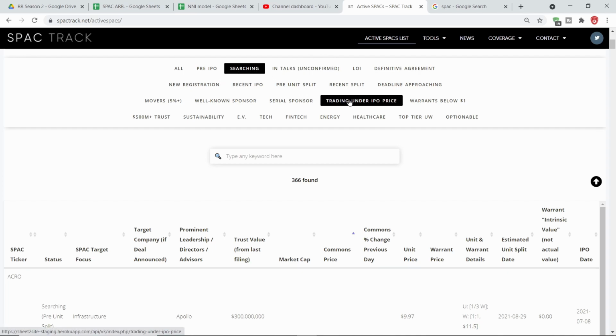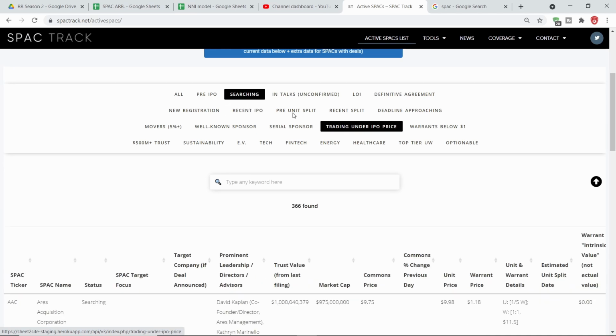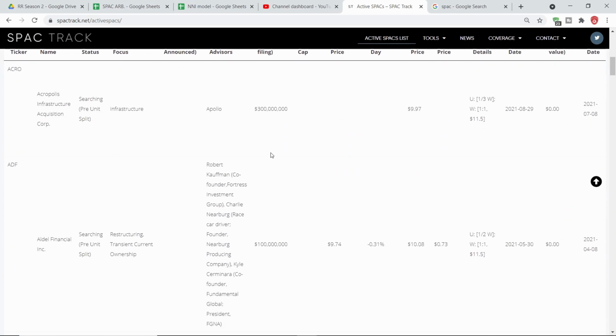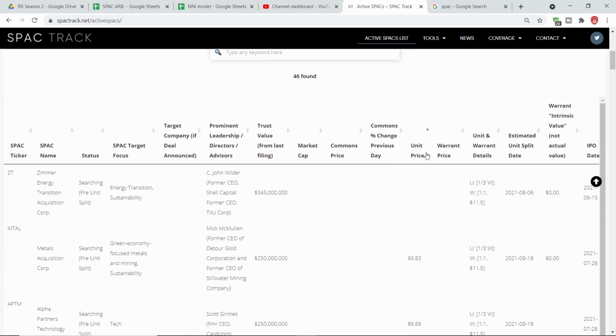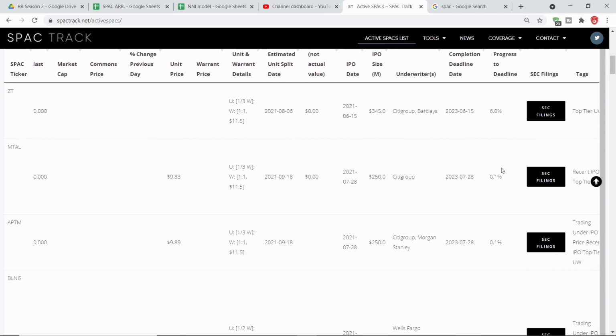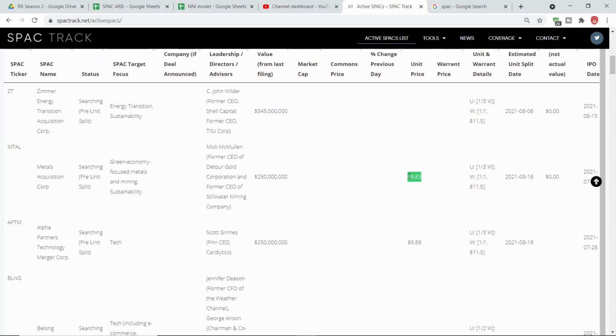So let's look here, trading under IPO price, searching, and we're going to want to go for recent IPO. Actually, no. We're going to go for pre-unit split. And then we're going to have a number of options listed here, and you only get the unit price. So you're going to want to filter for low unit price. You're going to find some where it's not as big of a discount, and the time until expiration is going to be very far. That being said, if you can purchase some units for a very low price, you not only get the commons, you also get warrants.